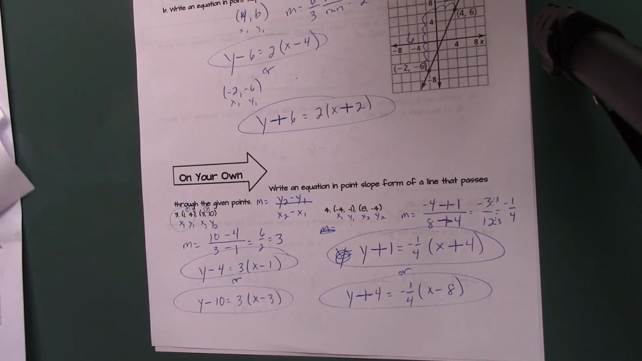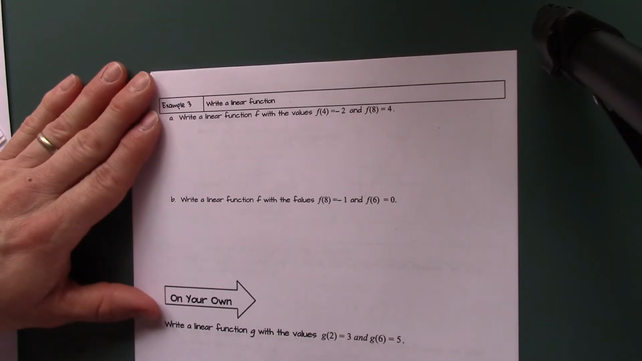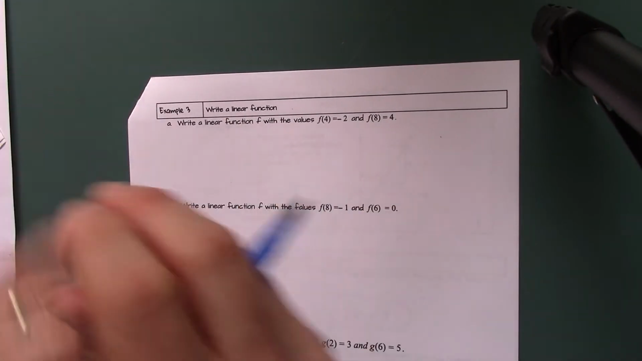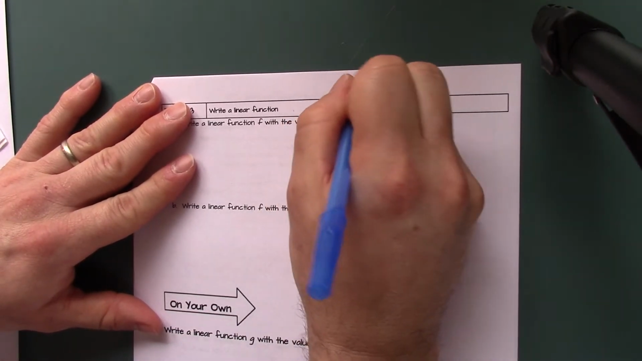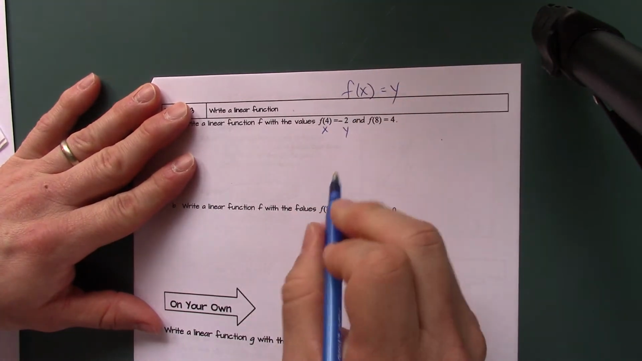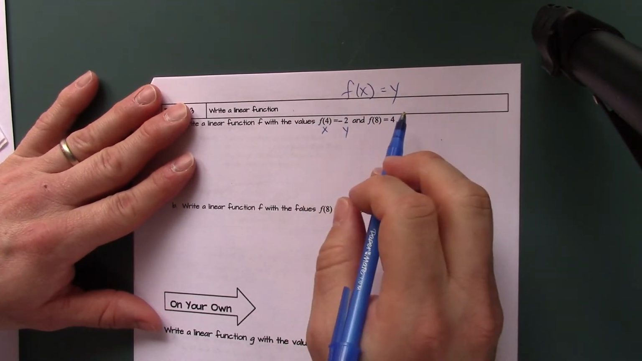Now, the last page is pretty much the same stuff, guys, okay? It's just giving it to you in function notation. And in function notation, this is x and this is y, right? Because we know f of x equals y. That's what function notation means, they mean the same thing.